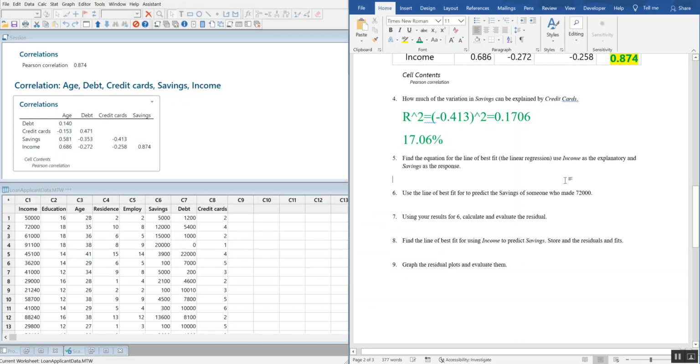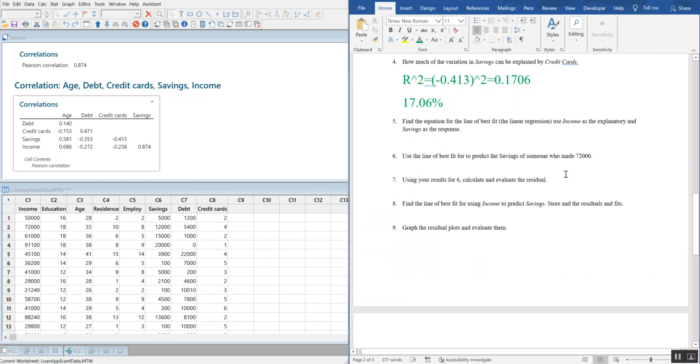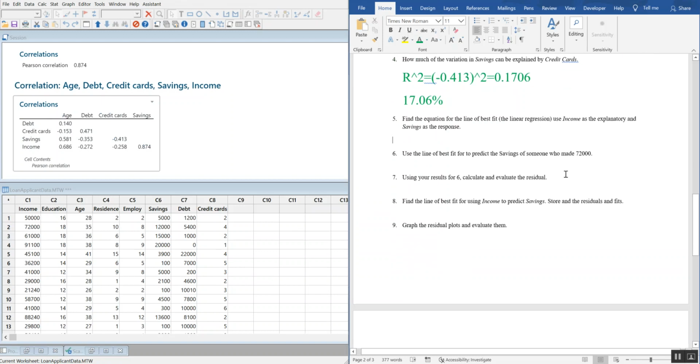Okay, let's move on to creating a line of best fit, also known as a least squared regression line, or what's another name for it? Linear model. There's so many names of this, it's dumb. Anyway, so we're going to find the equation of the line between income and savings using Minitab. So I'm going to let Minitab do this for me.